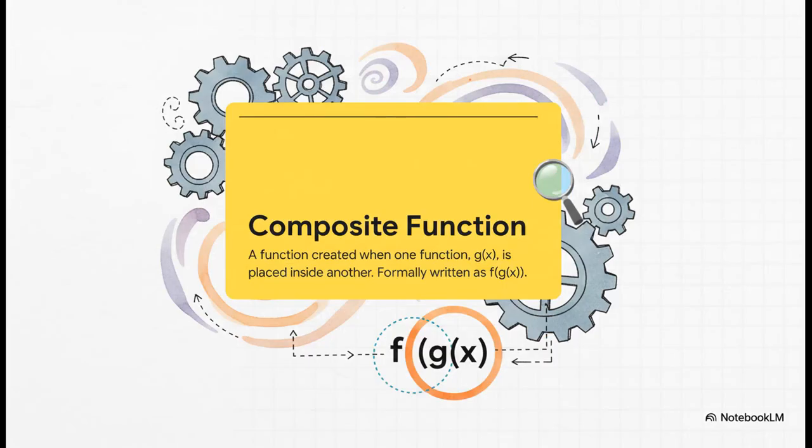And yeah, there's a fancy name for this. It's called a composite function. When you see that f of g of x notation, all it means is that you've plugged one function, g, right into another function, f. And it's exactly this kind of nested structure that needs a special tool to unpack.